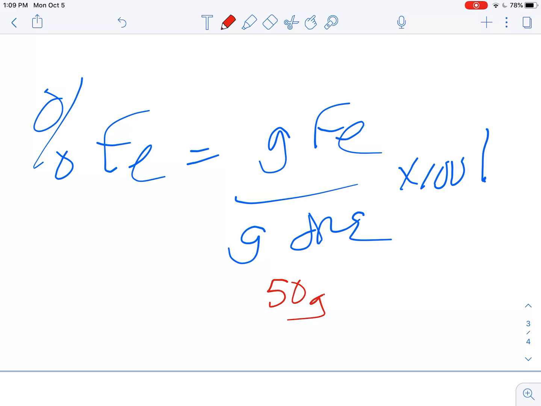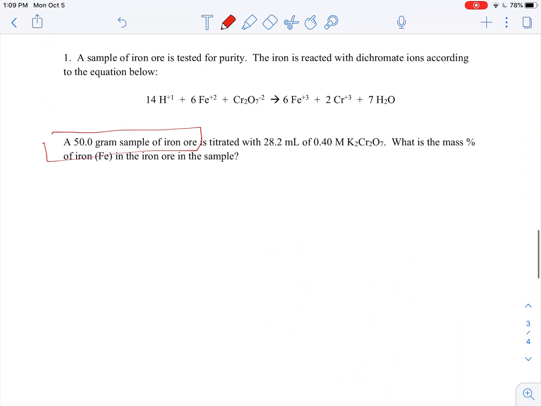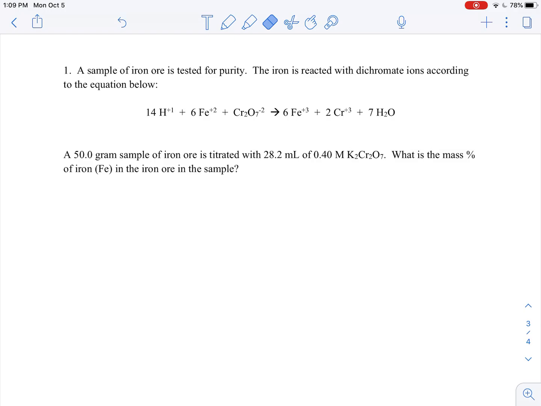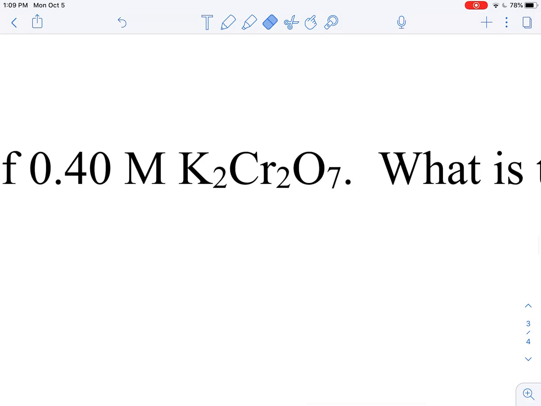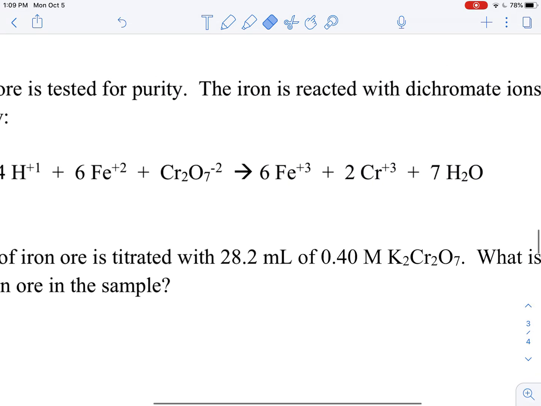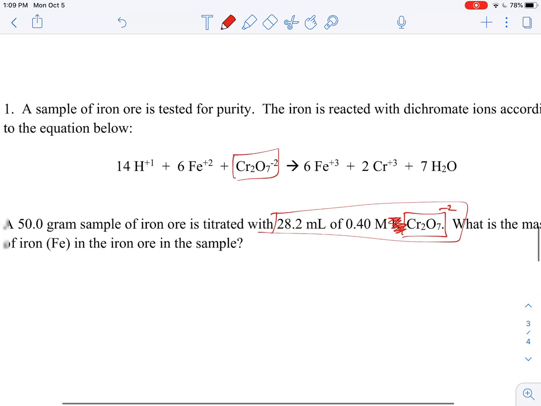So that's 50 grams. Now what you're going to have to do is calculate that guy there. Now how to do that? Well, by stoichiometry. What else did they give you? They told you that you did 28.2 milliliters of 0.4 molar potassium dichromate. Now, minor little thing here. Potassium dichromate does not appear in our equation up here, except that it does. Why? Because it's the dichromate part of it. So the potassiums are going to turn out to be spectator ions. So it's this that they gave you. That is the 28.2 milliliters there.